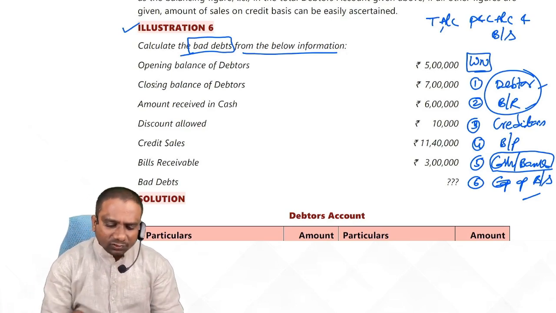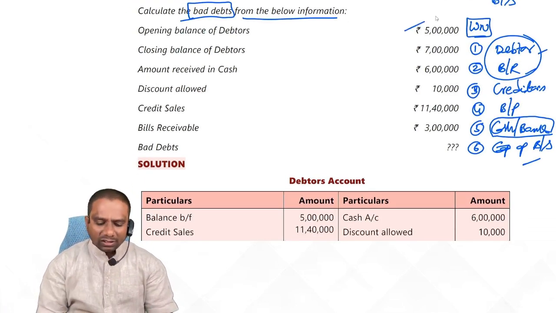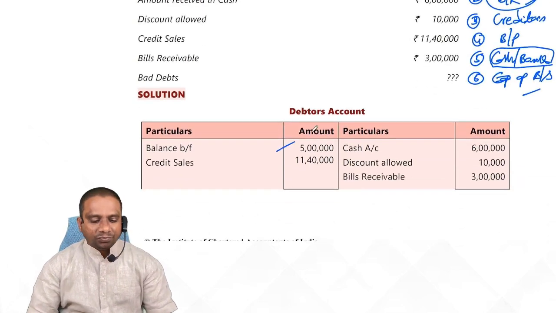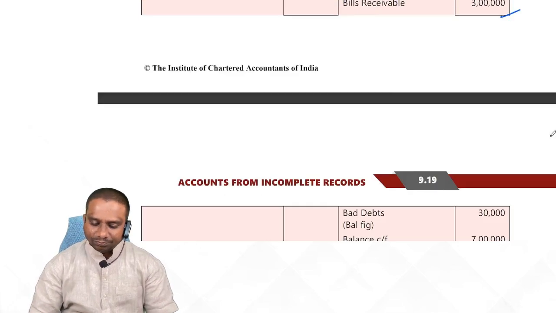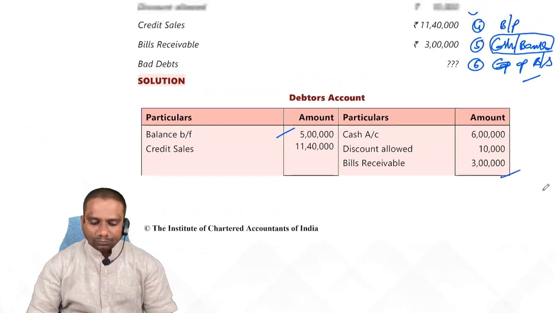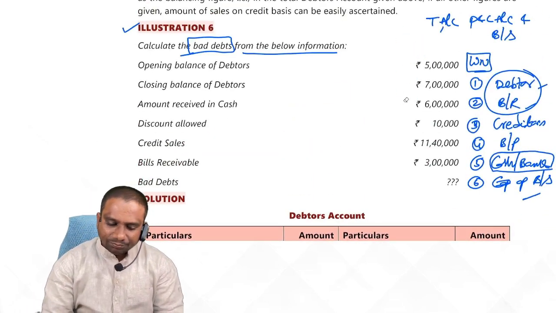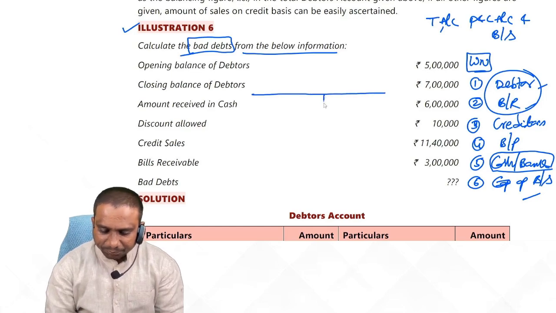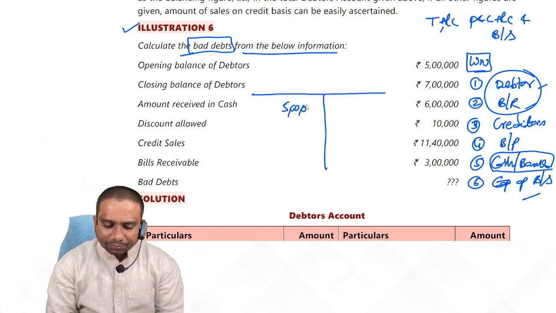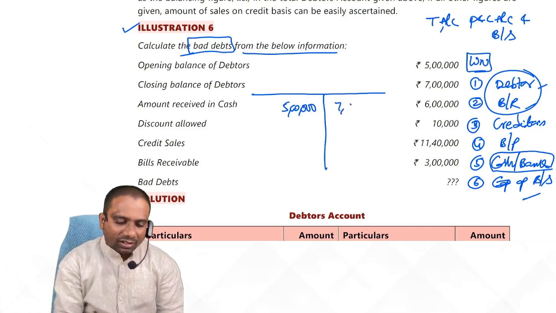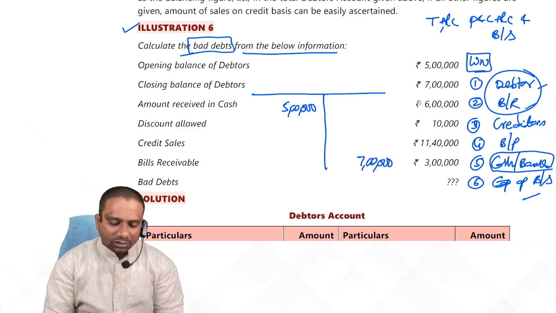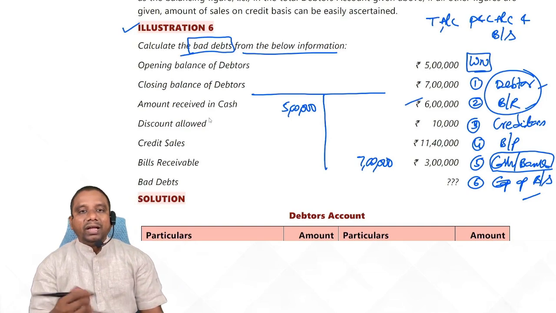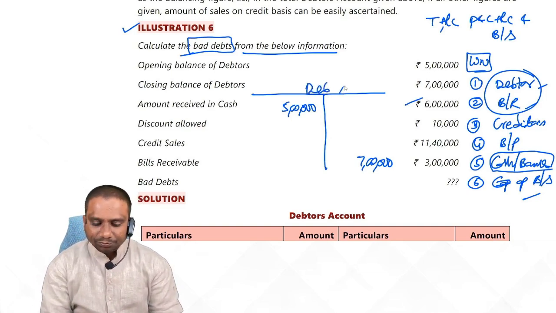Next, see here, opening balance of debtors: balance brought down 5 lakhs. Closing balance, balance carried down, 7 lakhs. So 5 lakhs is the opening balance, and the closing balance is 7 lakhs. Next, 6 lakhs is what? Amount received. Entry: bank account debit to debtors account. So 6 lakhs rupees amount received.